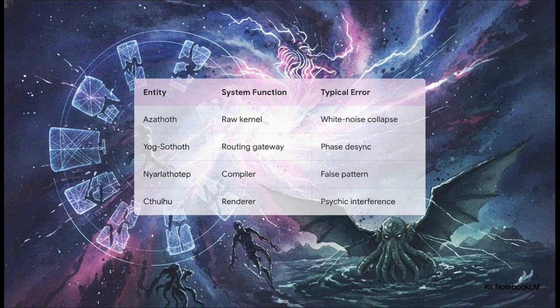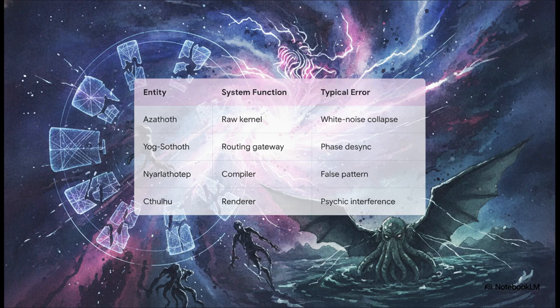Look at this. Azathoth is the raw computation kernel. When it airs out, boom, over-entropy and white noise collapse. Yog-Sothoth, that's the routing gateway of spacetime. Errors there cause phase desynchronization or lost time. Nyarlathotep is the compiler, translating all that chaotic data. So when he glitches, you get distorted, false patterns.